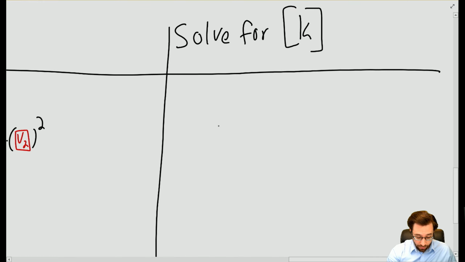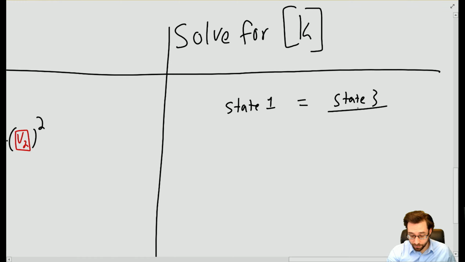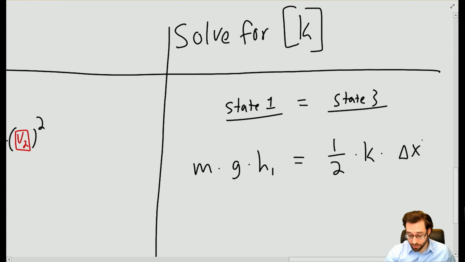So this is going to look very similar to the one previously. We're going to have state 1 equals state 3. State 1 was mass times gravity times h1. And then for state 3, we have the elastic potential energy, and then delta x squared.